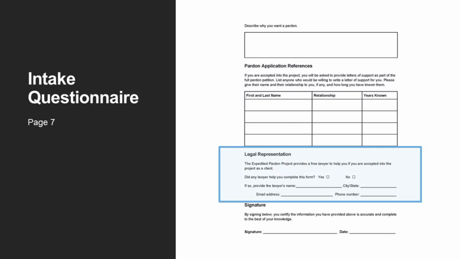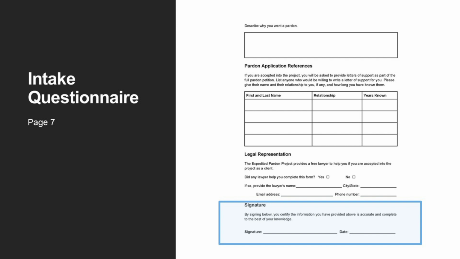The final question asks whether a lawyer has helped you complete this form. The Expedited Pardon Project provides a free lawyer to help you if you are accepted into the project as a client. If you worked with a lawyer to complete your intake packet, including working with one of the project's service providers, please include their name and contact information. Finally, the form must be signed and dated.